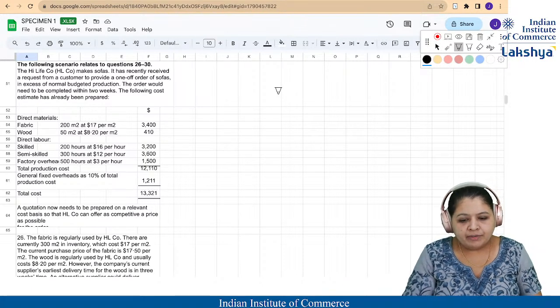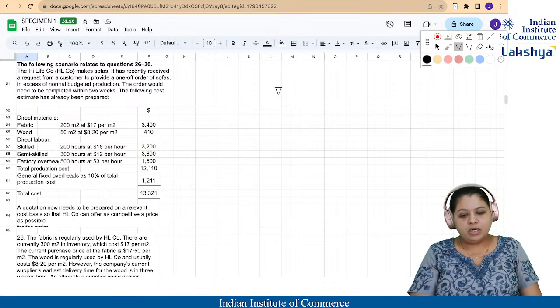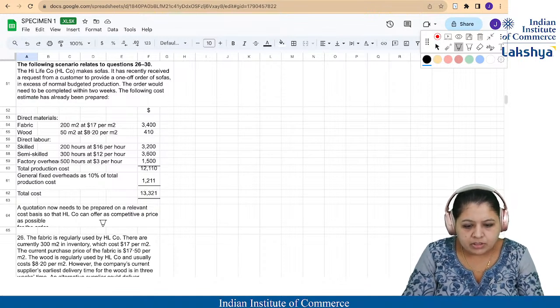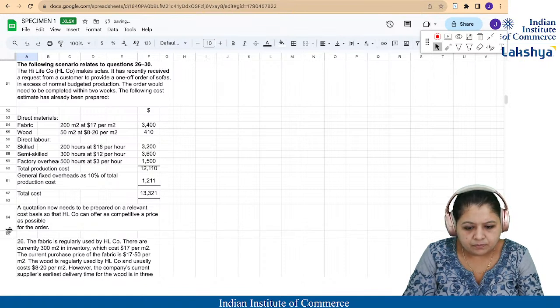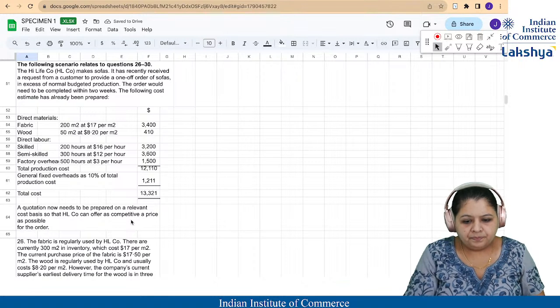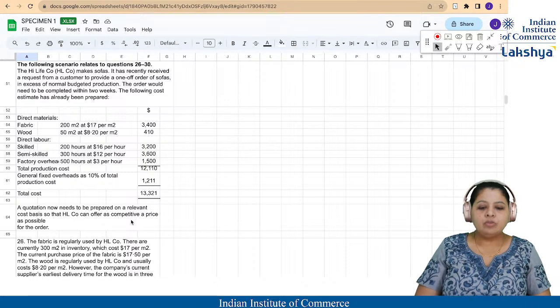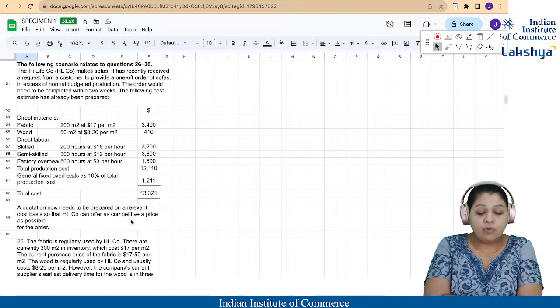So what have we got here? We have our direct material, fabric and wood, and then we have direct labor, which is skilled and semi-skilled. Then we have factory overheads, general fixed overhead, which is 10% of the cost, and you get your total cost. What do we have to do here based on the quotations? The quotation now needs to be prepared on a relevant cost basis so that HL company can offer as competitive a price as possible for the order.